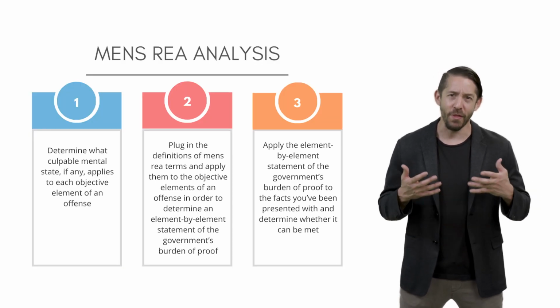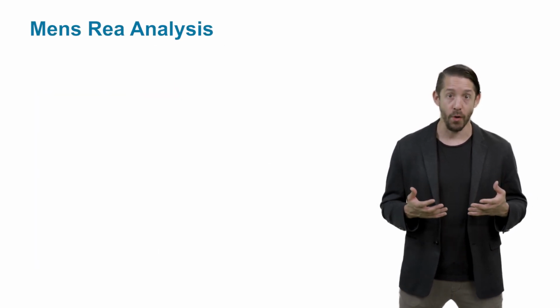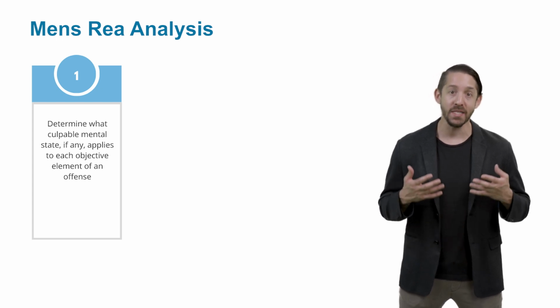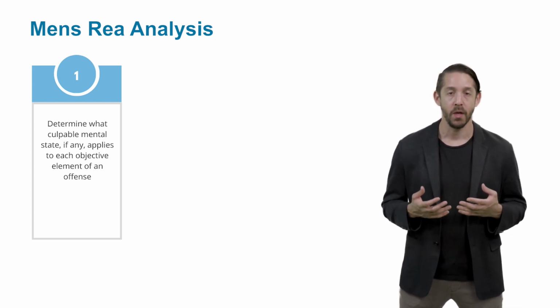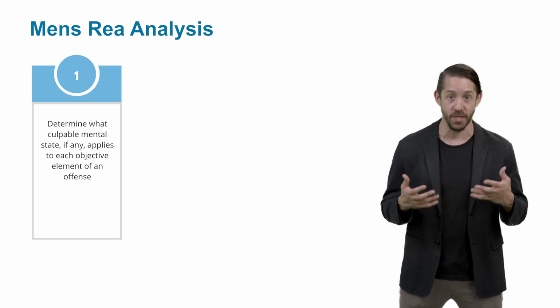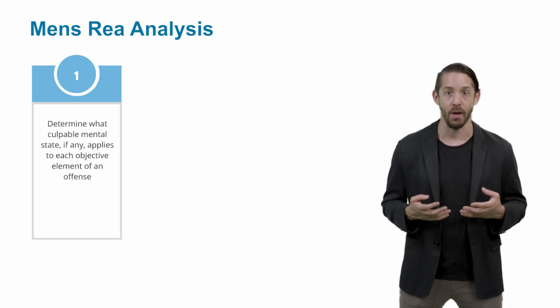So we've learned a lot about mens rea so far, but tying everything together, there are, I think, three main components of a mens rea analysis. The first component is a determination of what culpable mental state, if any, applies to each objective element of an offense. To do that, you divide up the social harm of an offense into individual objective elements, that is, results, circumstances, and nature of the conduct elements.